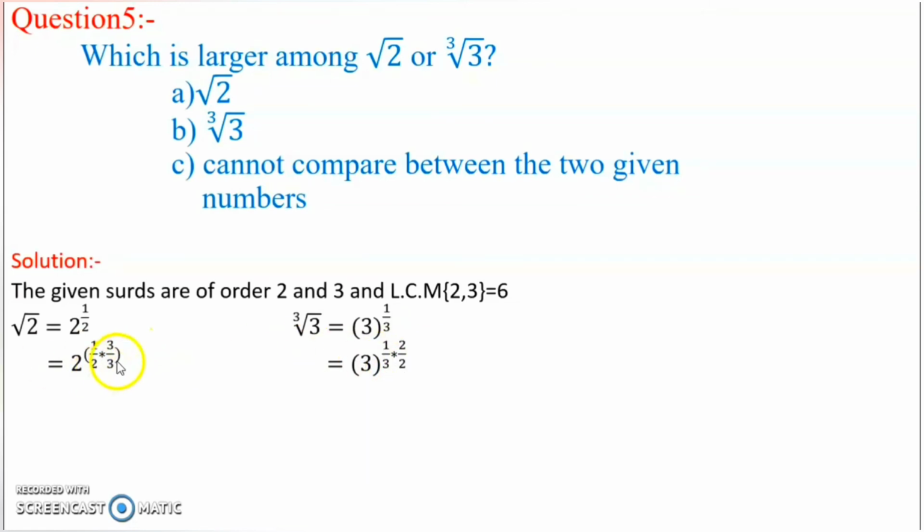Note that if you are introducing an extra term, suppose you are dividing by 3, then you have to multiply by 3 because this is an extra term. Again here, if you are dividing by an extra 2, you have to multiply by 2. Now this quantity will be 3 upon 6, so this will be 2 raised to 3 upon 6. And over here, this is 2 by 6, so this will be 3 raised to 2 by 6.